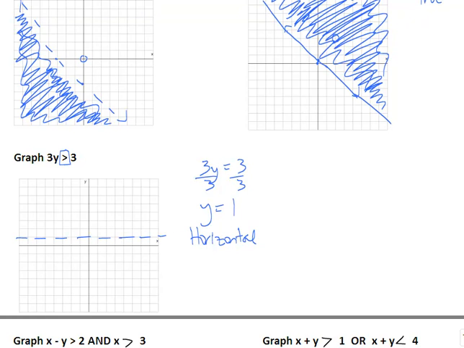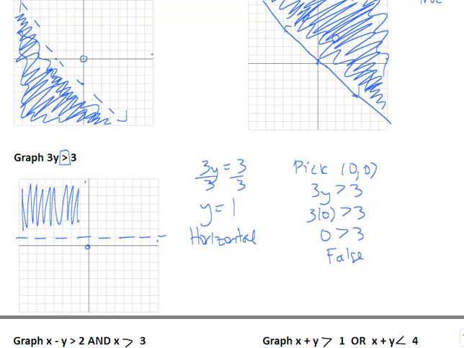Now we want to pick a test point. So I'm going to pick 0, 0 again. The origin is not on my line. The origin is down here. And we're going to substitute it in to the original inequality. Since there's no x, I don't need to worry about the first 0, but I am going to plug in 0 for the y. 3 times 0 is 0. Is 0 greater than 3? That's false. So since the test point is below the line and it doesn't work, I want to shade the opposite side of the line, which is going to be all of these y's above 1. And here would be my solution.